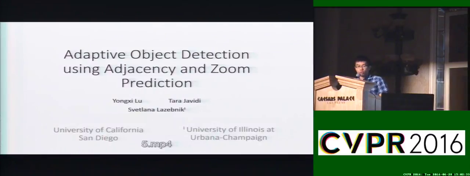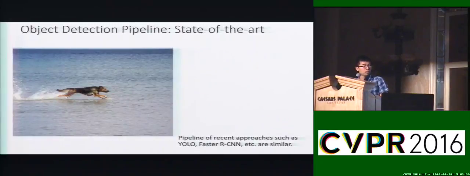Today I'm going to talk about adaptive object detection using adjacency and zoom prediction. This is a joint work with my advisor Tara Jaredi and our collaborators Van and Nesblick. This work is about object detection.